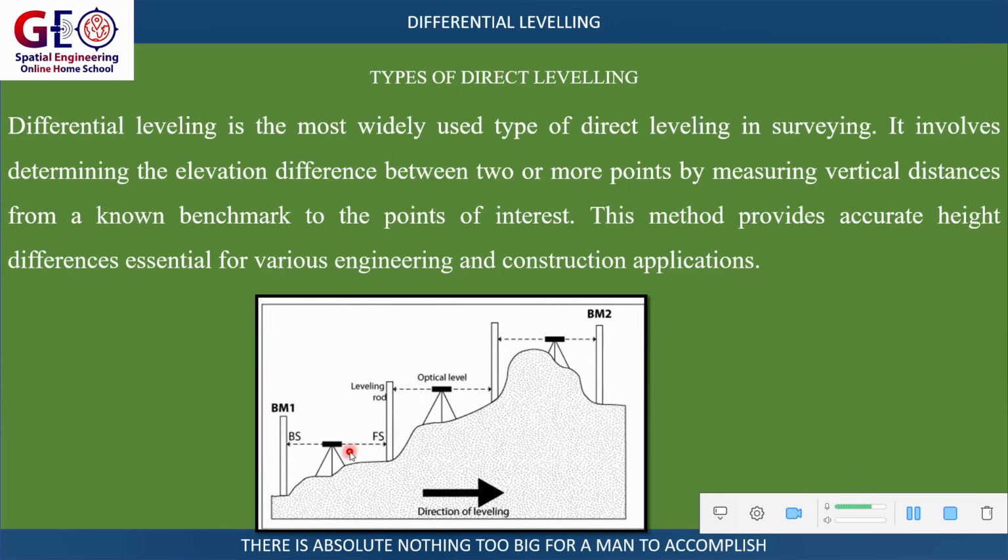With differential leveling, we station the instrument approximately at the midpoint between BM1 and the first point. We take the backsight reading and the foresight reading. With these, we get the height difference between BM1 and the first point. If we know the height of BM1, we can calculate the height of this first point using the rise and fall method. Then we move the instrument to the second station, then the third station, and so on and so forth.